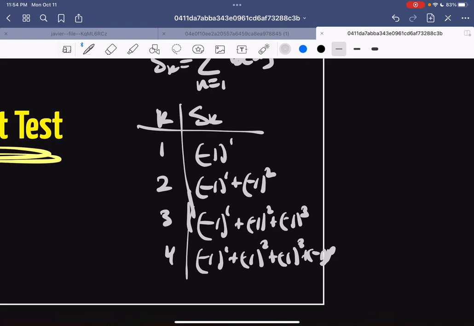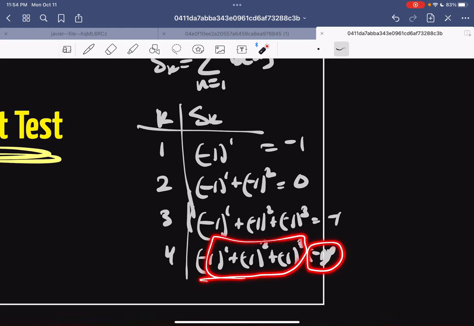If you start adding these up, this one's equal to negative 1. This one's equal to 0, actually, because if you add negative 1 plus positive 1, that gives you 0. So these two are 0. So now this one's just going to give you negative 1. But this whole thing is negative 1, and all you're doing is adding a 1 here. So that's going to give you 0.